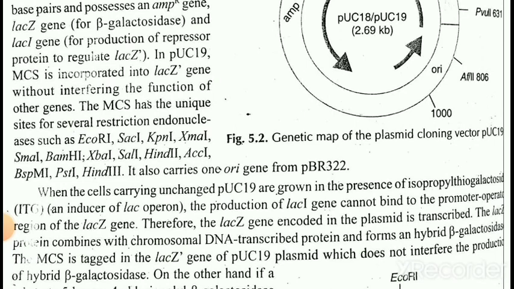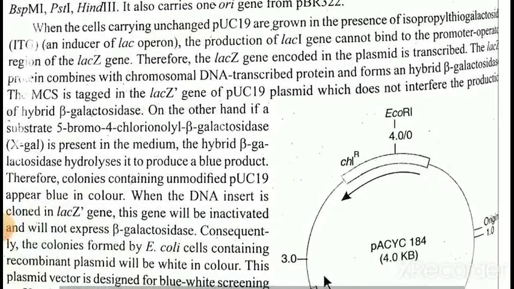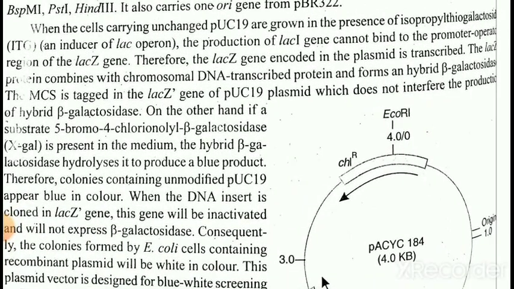When the cells carrying unchanged pUC19 are grown in the presence of isopropylthiogalactoside, IPTG, an inducer of the lac operon, the lacI gene product cannot bind to the promoter operator region of the lacZ gene. Therefore, the lacZ gene encoded in the plasmid is transcribed. The LacZ protein combines with the chromosomally encoded protein and forms a hybrid beta-galactosidase. The MCS is tagged in the lacZ gene of the pUC19 plasmid, which does not interfere with the production of hybrid beta-galactosidase.